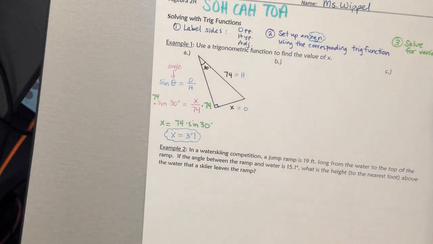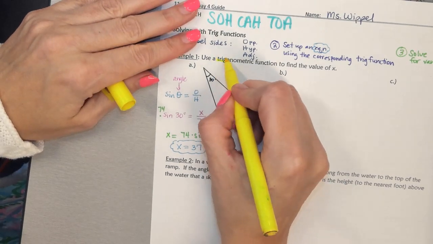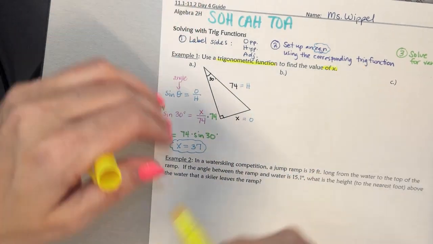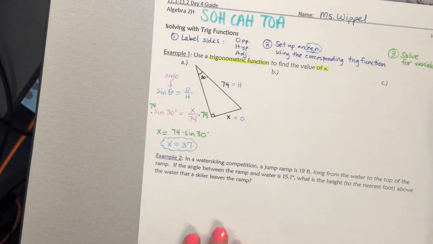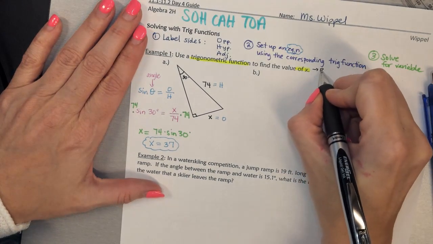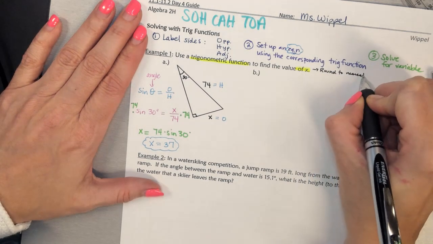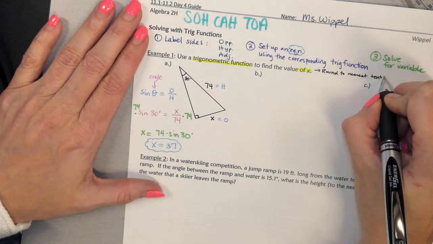They are not always going to be such beautiful whole numbers. You're using your trig function to find this value. We're going to round to the nearest tenth if we have to. Different questions will ask you to round to different places.